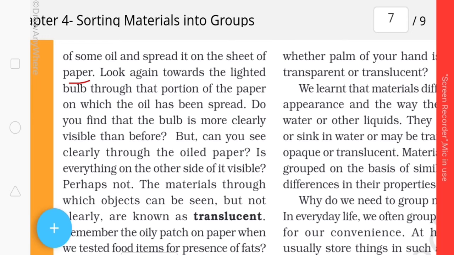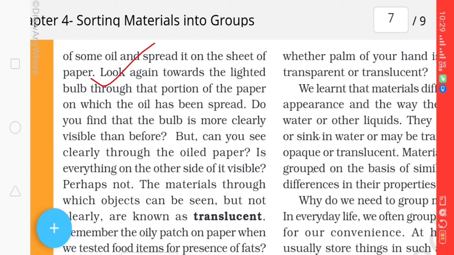Look again towards the lighted bulb through that portion of the paper on which the oil has been spread. Again we will put a torchlight and see through the paper. Do you find that the bulb is more clearly visible than before? Now we will be able to see the bulb more clearly than before. Before means before applying oil on the paper. After applying oil, we can see the bulb of the torchlight more clearly.